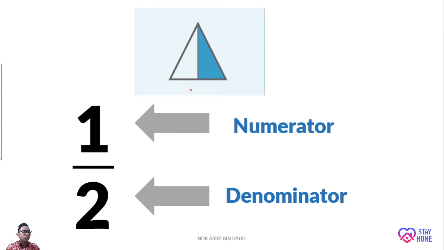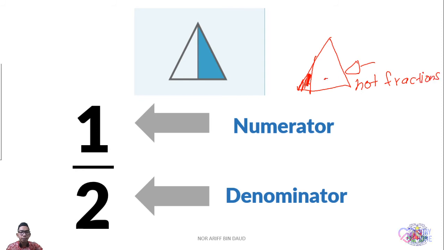Okay, for example, I have one triangle here, but the question is shaded like this. This is not a fraction because the parts are not the same. The parts are not the same, so we cannot call it a fraction. They must be the same size.